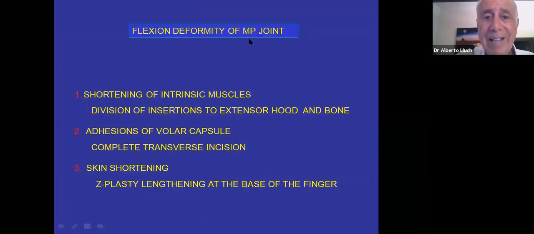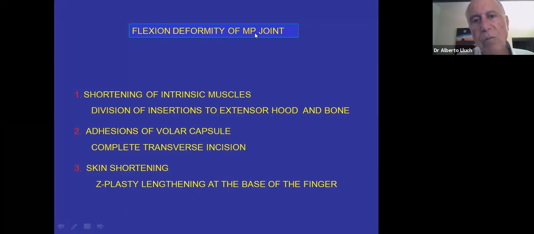And then we have finally, because nobody talks about it, the flexion deformity of the MP joint. If you don't correct this, you will get a recurrence of the swan neck deformity. Because if you recall all the pictures that I have shown before, I mentioned that there is a flexion deformity of the MP joint. And this should be corrected, by division of the insertions of the intrinsic muscles to the extensor, and sometimes even into the bone, to the proximal phalanx.